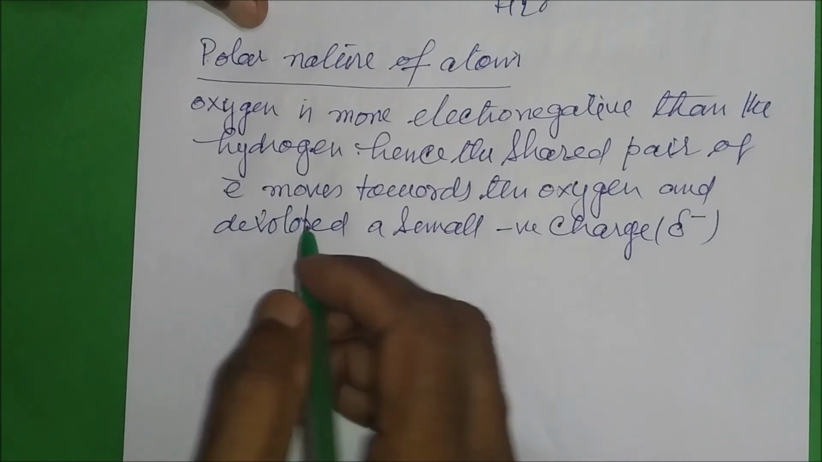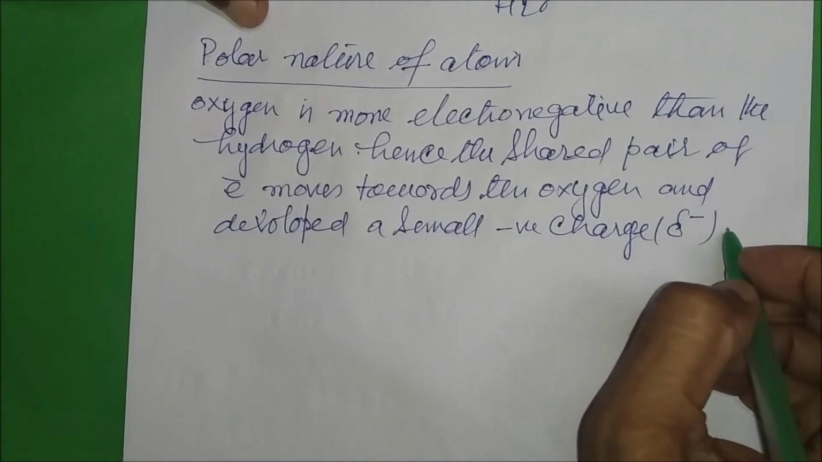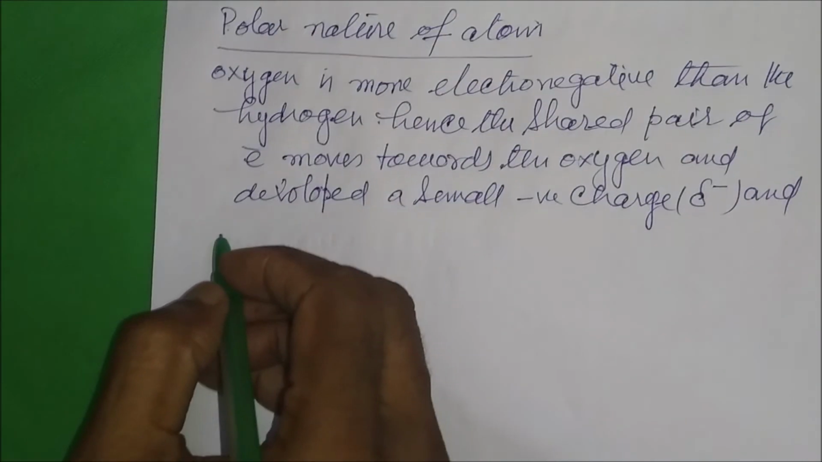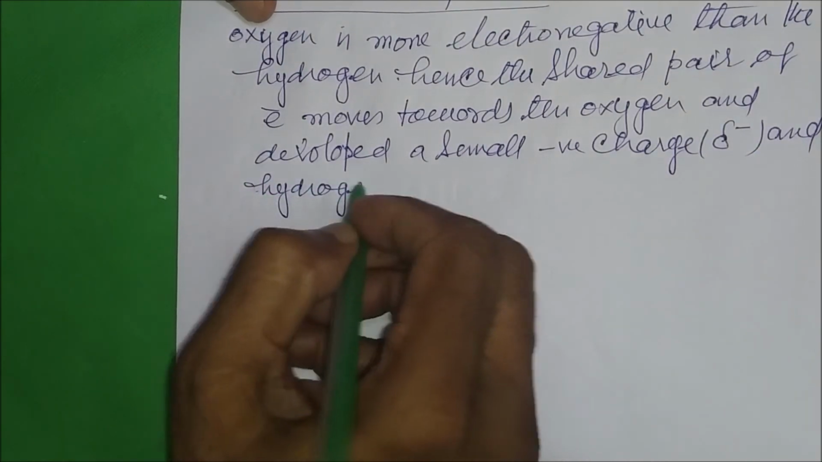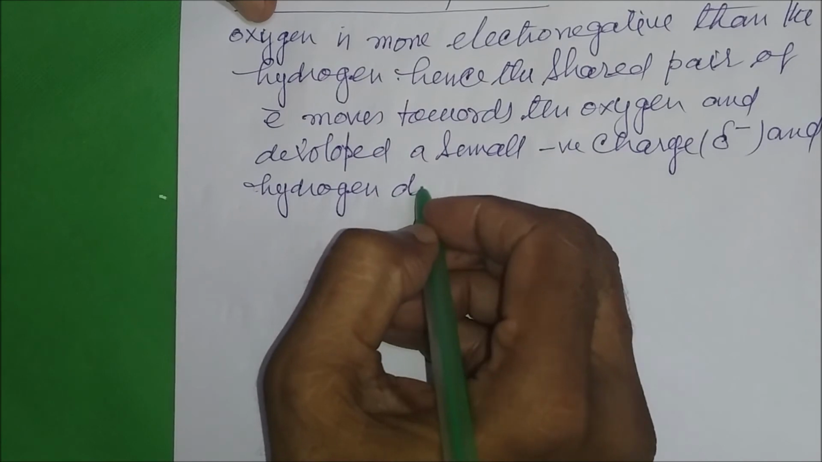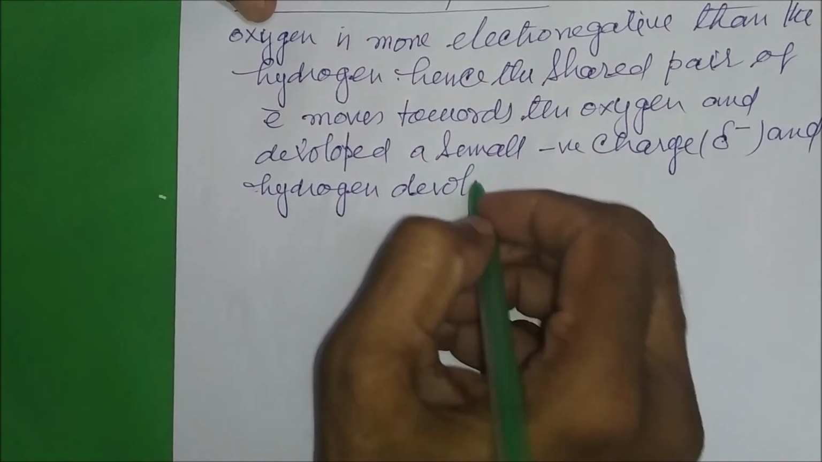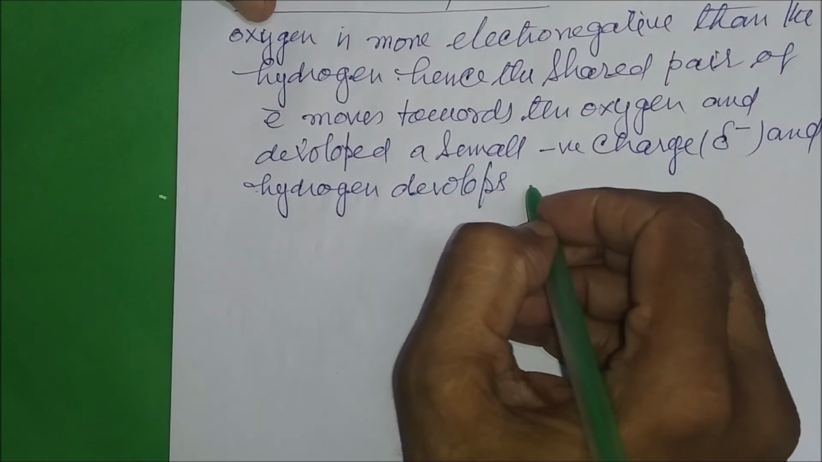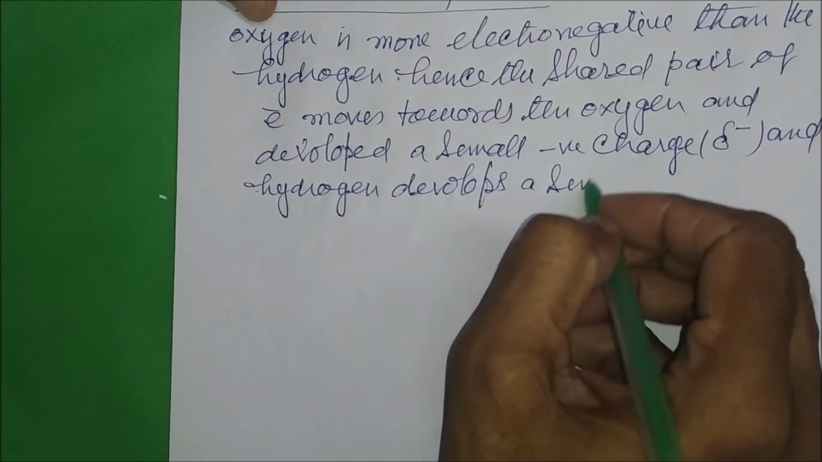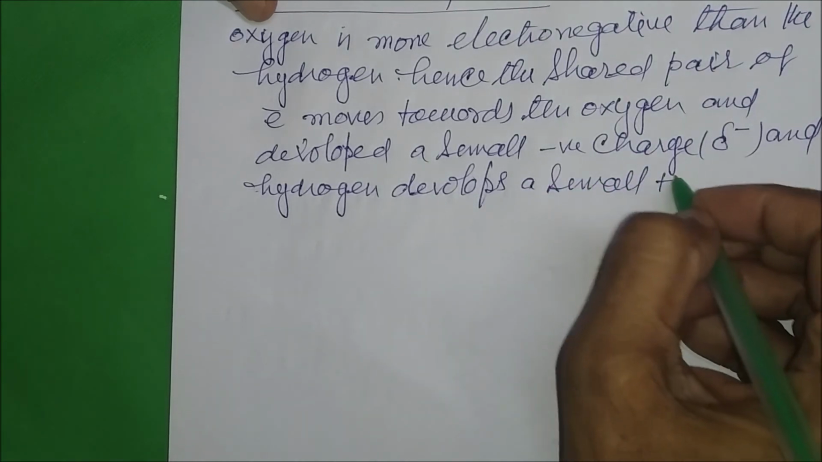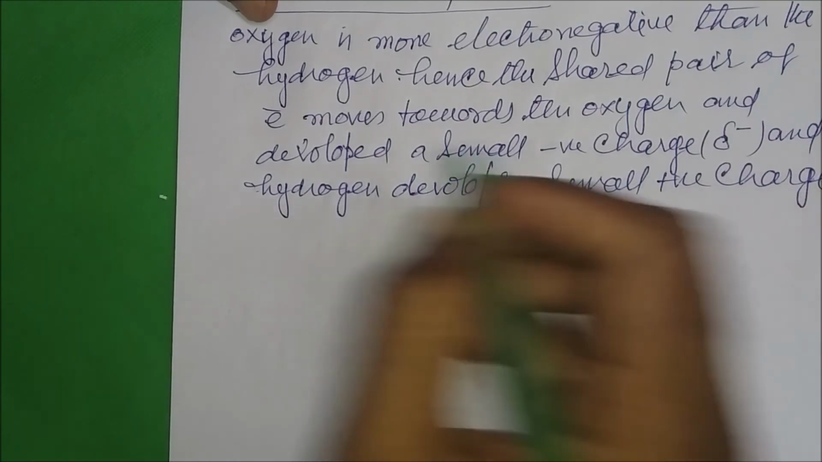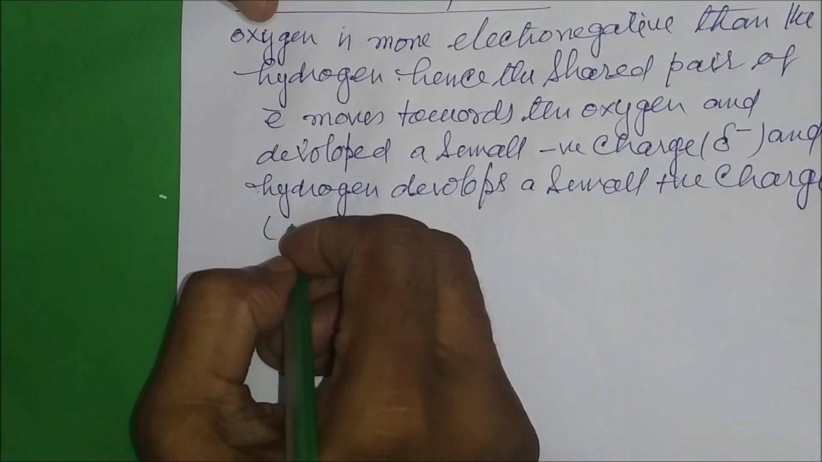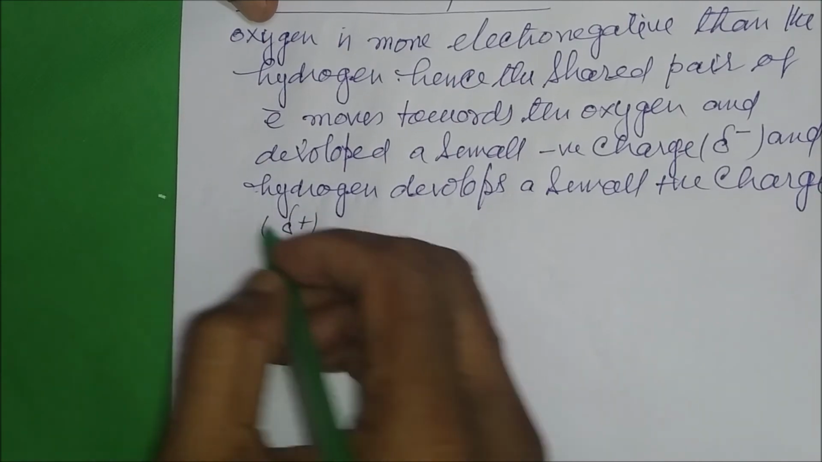And hydrogen develops a small positive charge, right? That is known as delta plus, right?